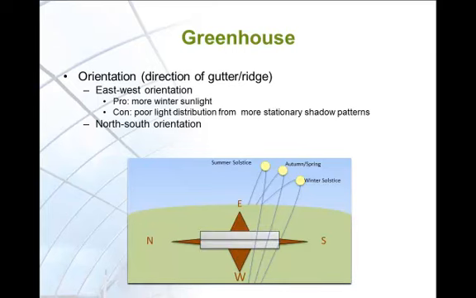Now let's examine north-south oriented greenhouses. As you can see from the diagram, the benefit of north-south oriented greenhouses is the even light distribution on the plants throughout the day as the sun moves from shining in the east sidewall to over the roof to in the west sidewall.